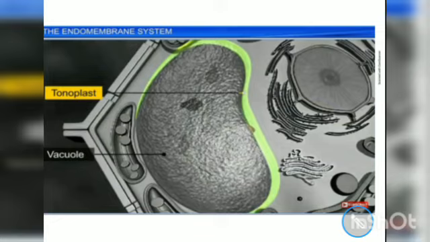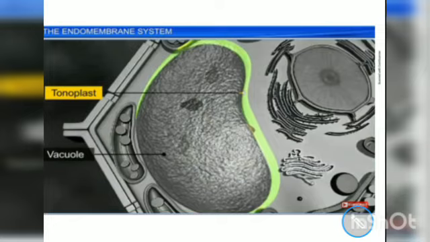Now look here, our next point of discussion is the vacuoles, which is the fourth organelle of your endomembrane system. Initially you learned about the endoplasmic reticulum, then the Golgi apparatus, then the lysosome. Now it is the vacuoles. The vacuole contains nearly 90% of the volume in a plant cell, and the outer covering of the vacuole is called the tonoplast, okay.